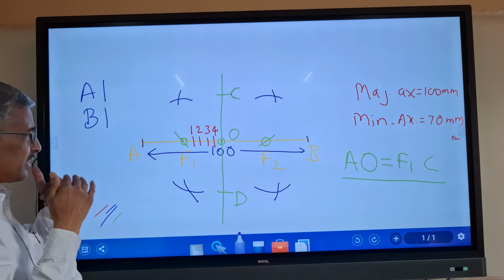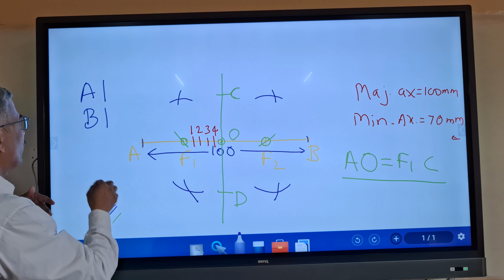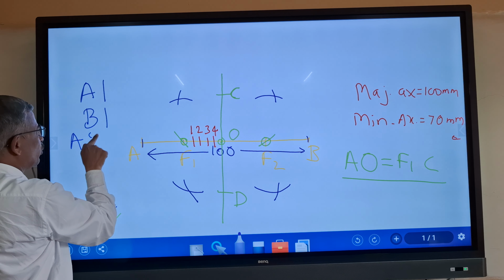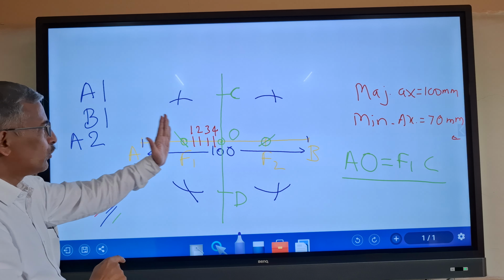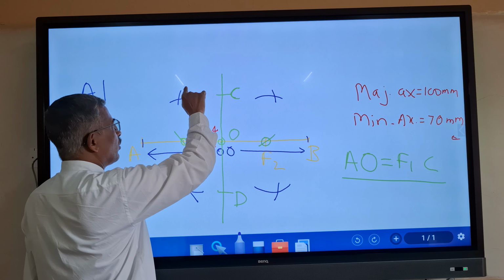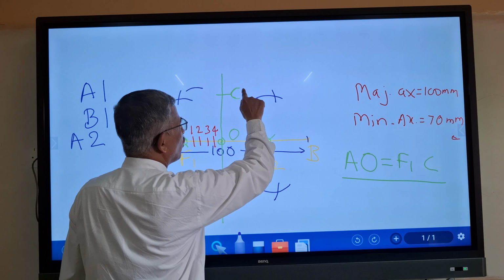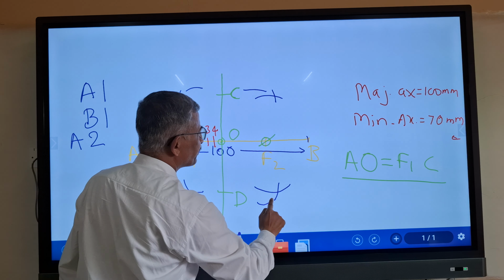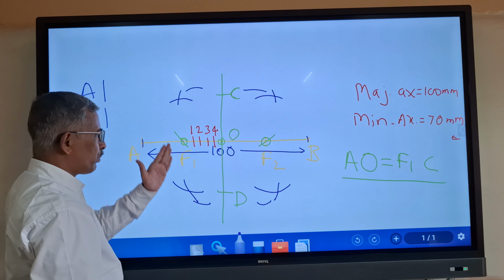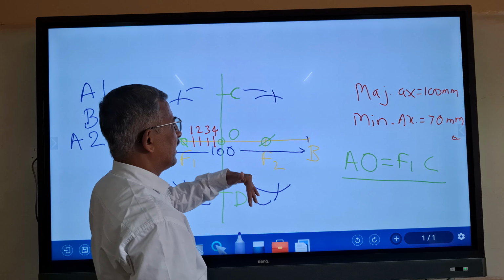You have to repeat the same procedure for points 2, 3, and 4. After this, A1, B1, take A2 distance in compass from point F1. You have to draw two arcs above. From F2, you have to draw these two arcs. Firstly from F1 two arcs above and below, then from F2 arcs above and below.